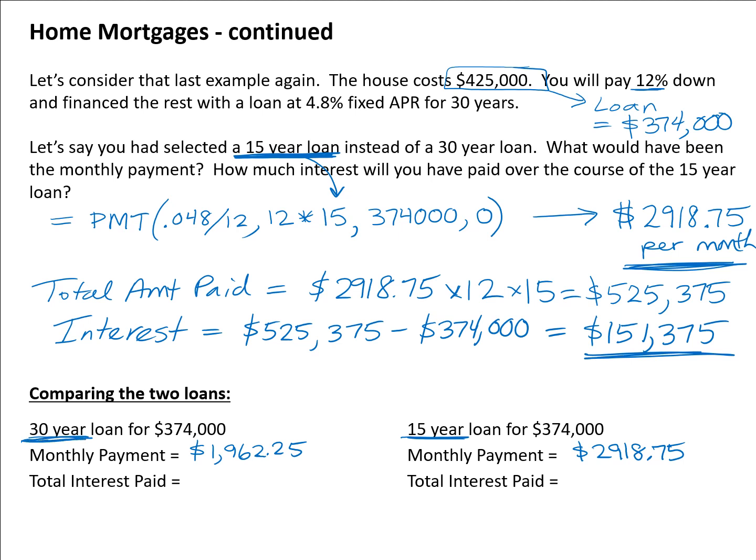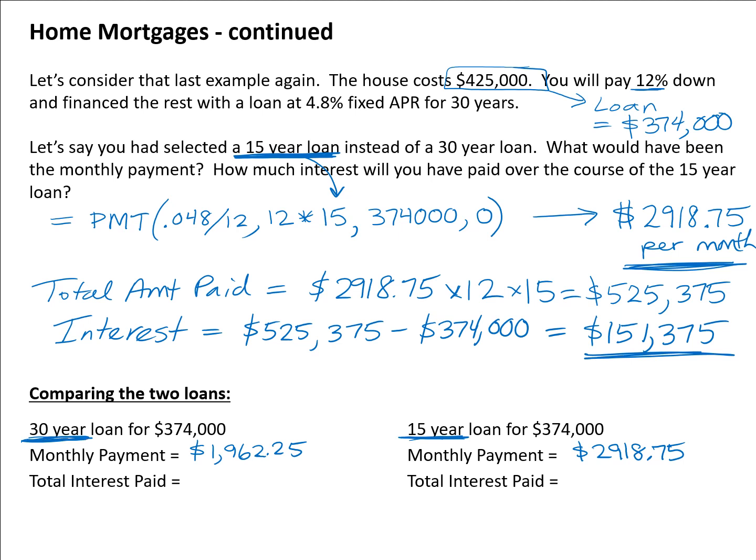The 30-year loan had a monthly payment that was just shy of $2,000. The 15-year loan has a loan payment that's just shy of $3,000. It is an increase, but it's not double the amount. Why isn't it double the amount? Well, it has to do with how much interest you pay.